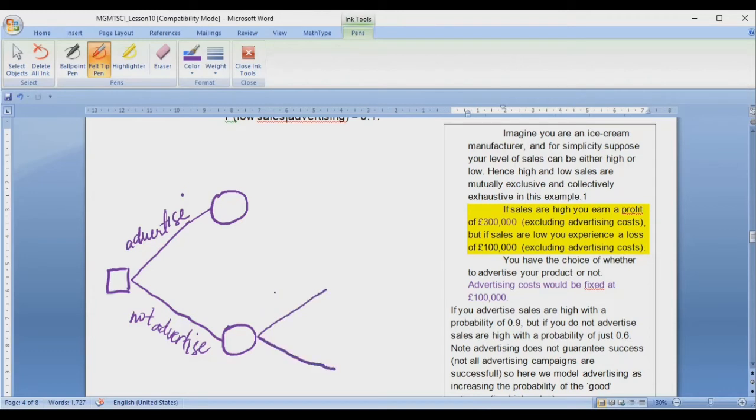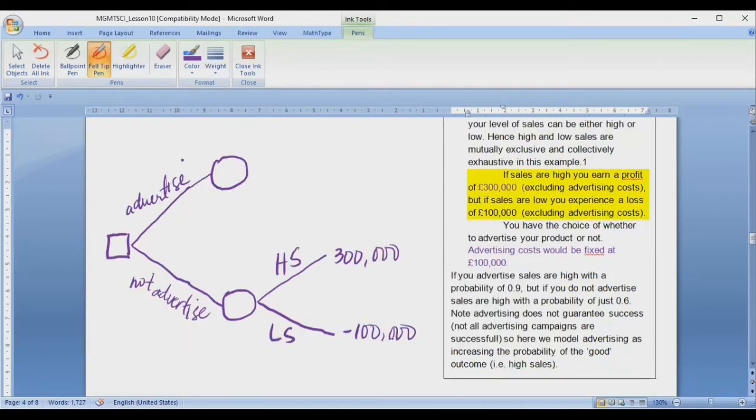If sales are high, so high sales, without advertisement, since it says excluding, you earn a profit of 300,000. If sales are low, let's just put low sales, you experience a loss of 100,000. So, negative 100,000 pounds. So, you put it here.